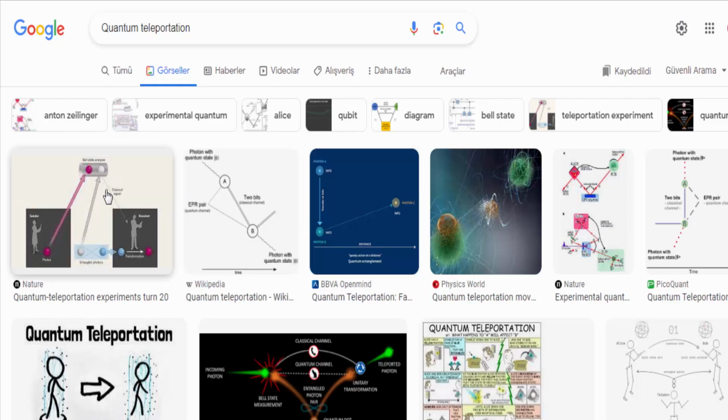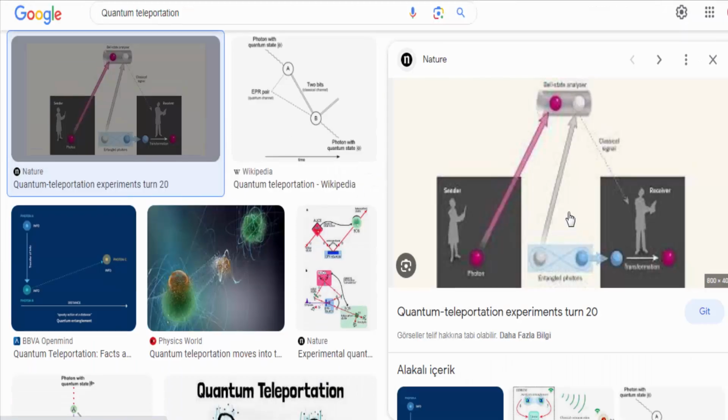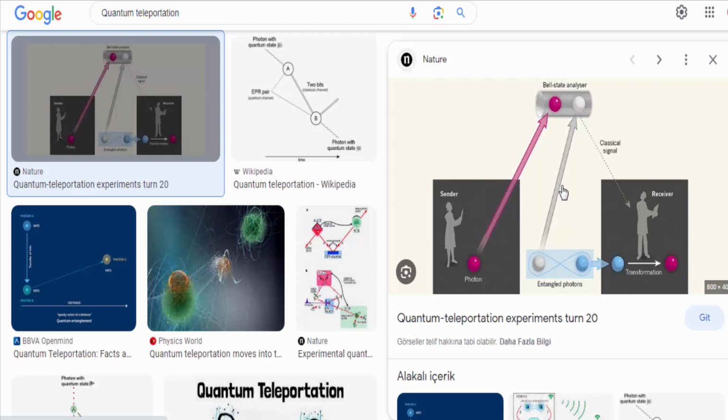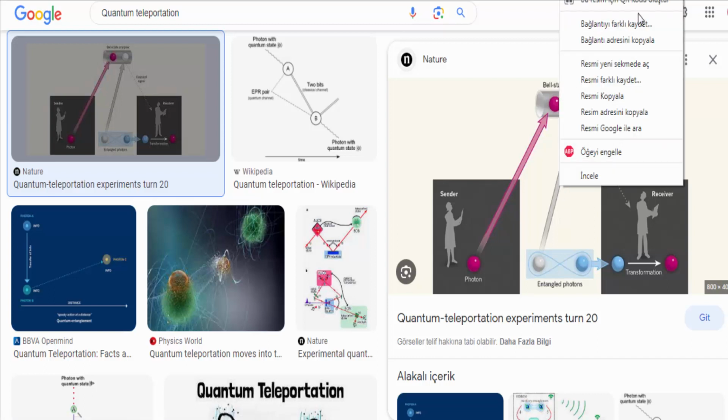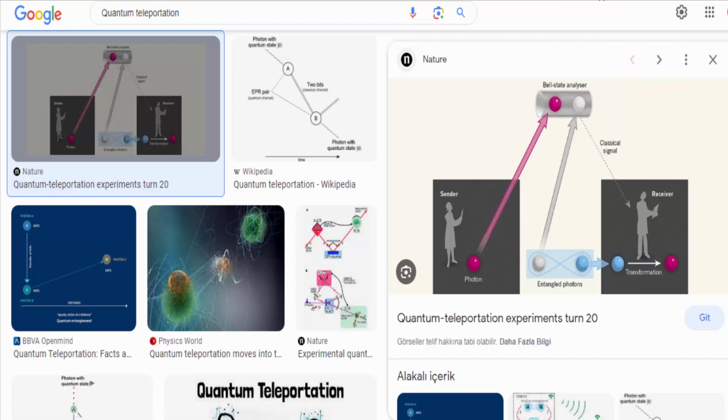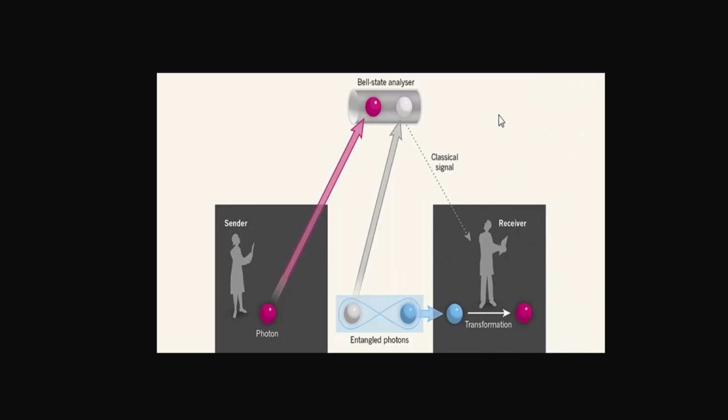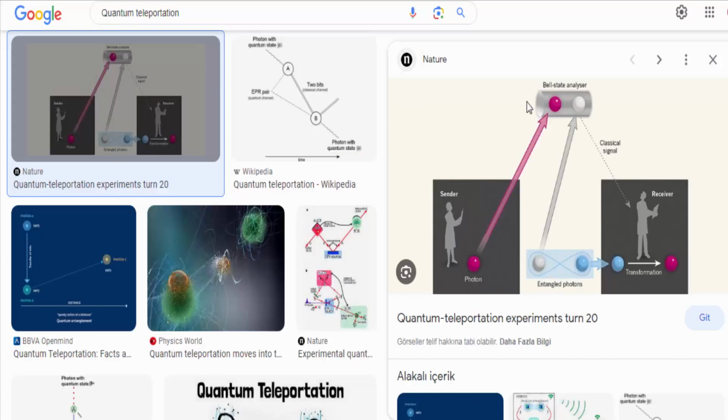Quantum teleportation is a phenomenon in quantum mechanics that allows the transfer of quantum information from one location to another, without physical transfer of particles. It does not involve moving matter instantaneously through space, as often depicted in science fiction, but rather it involves the transfer of the quantum state of a particle.